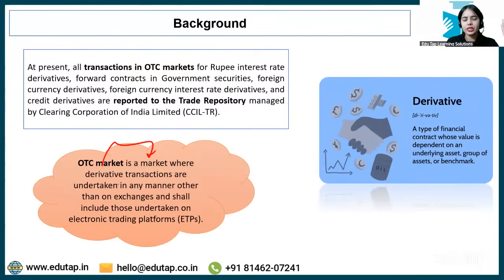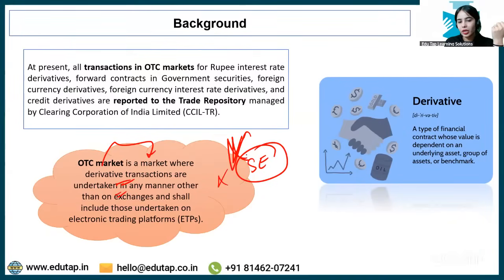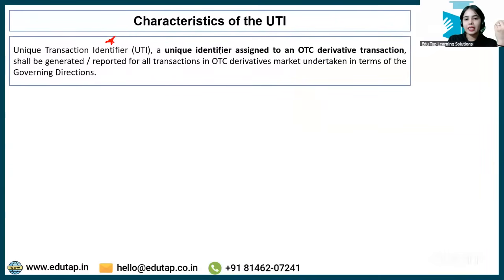It is a market where derivative transactions are undertaken other than on the stock exchanges. So the transactions are not happening in the stock exchanges; that means the transactions are happening over the counter. Okay. So the unique transaction identifier is a unique identifier that uniquely identifies the OTC derivative transaction. The unique transaction identifier shall be generated or reported for all transactions in the OTC derivatives market.